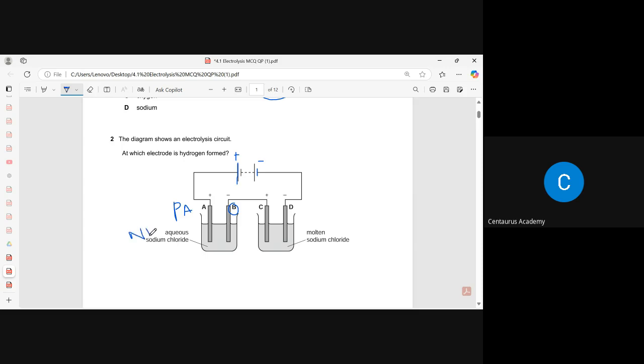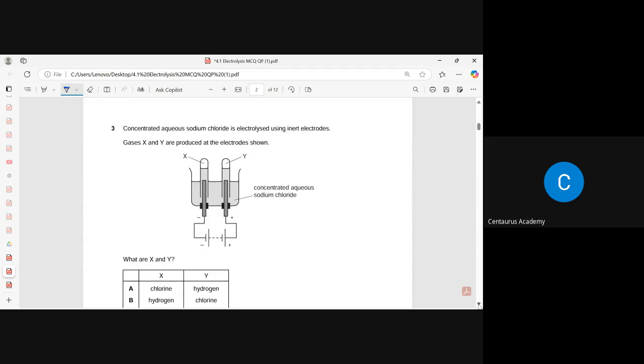Okay. So the mnemonic says PANIC, and this means that negative has to be the cathode. Aqueous sodium chloride will only have hydrogen gas deposited at the cathode, whereas molten sodium chloride will only have sodium ions present within the electrolyte, which means sodium has to be deposited onto the cathode, okay? Which is why we don't choose option D.